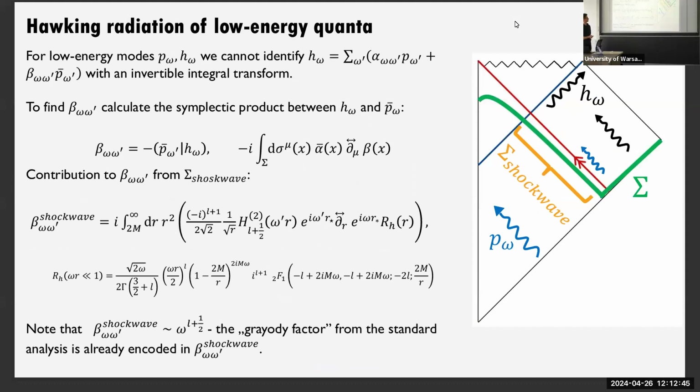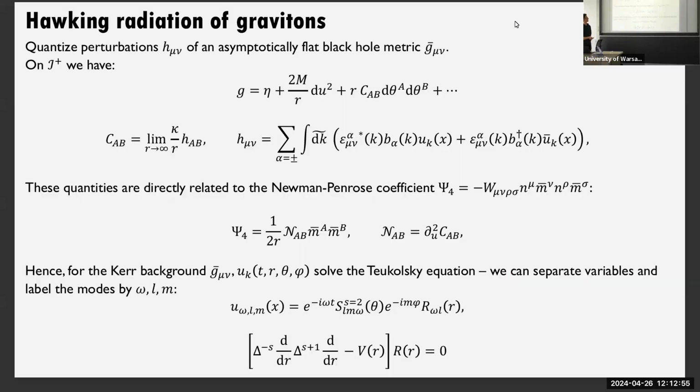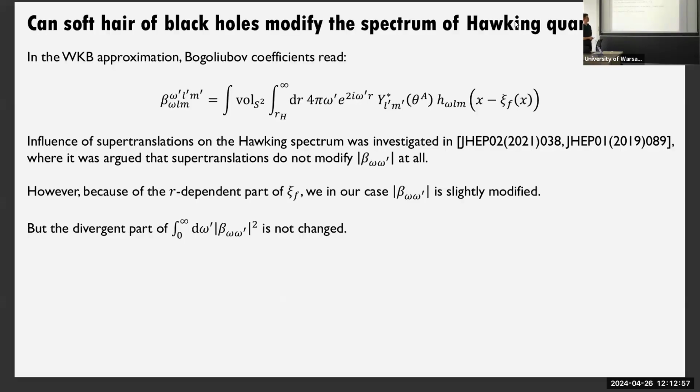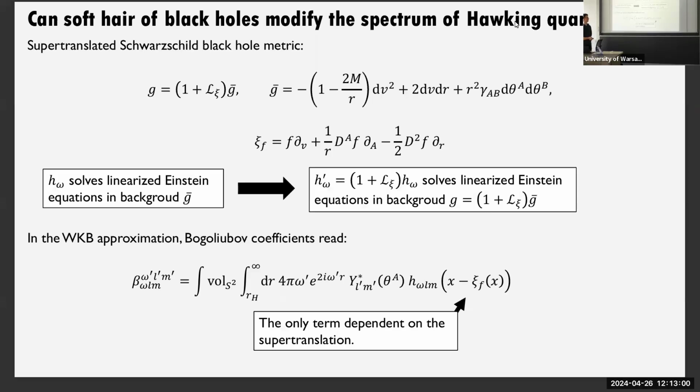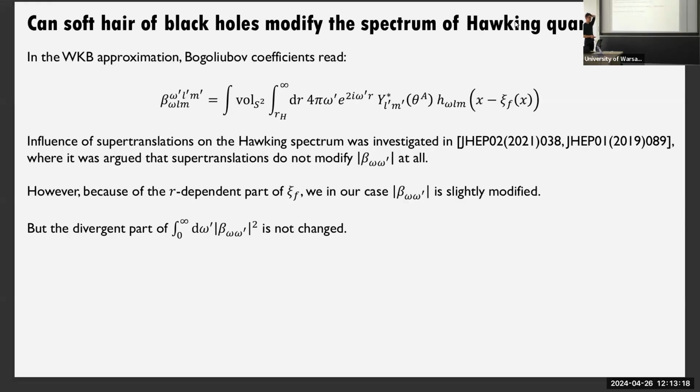I can also calculate the Golubov coefficients for low energy modes, and I get some expression for them. And then we also consider Hawking radiation of gravitons and wondered about soft charges carried by those soft gravitons. There are some minor modifications, but we don't really have any interpretation for those results. So maybe I can finish because I don't have time.